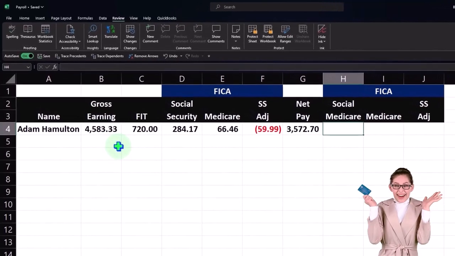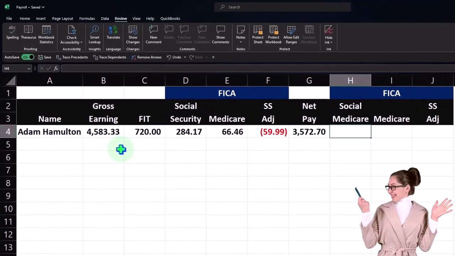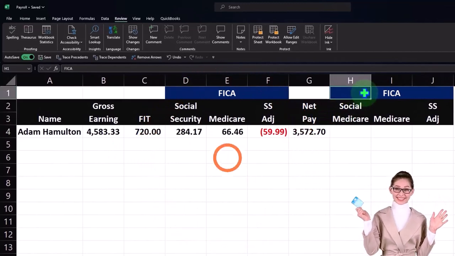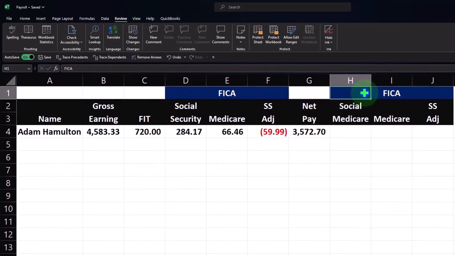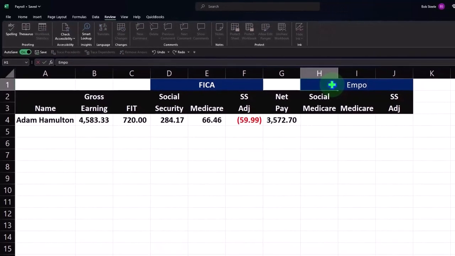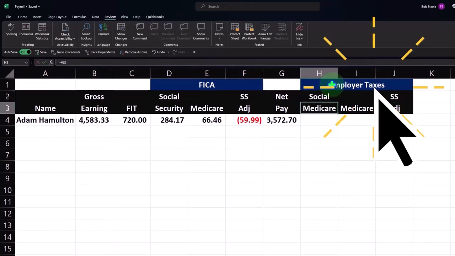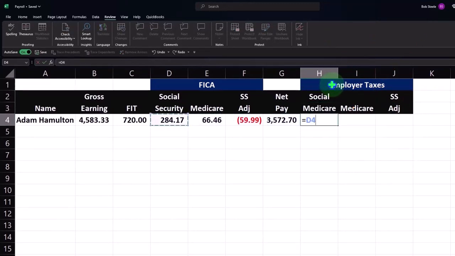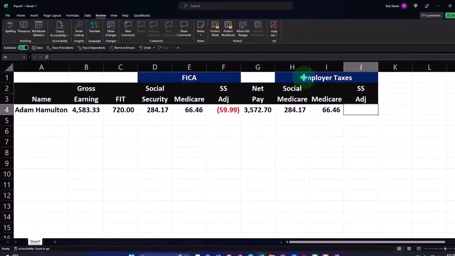Also on the employer side, we have to pay our portion of Social Security and Medicare. So I'm going to say these are FICA employer taxes. So they have to match Social Security and Medicare. So this is what they're paying over and above.